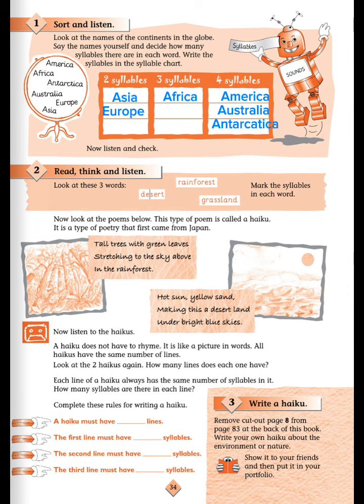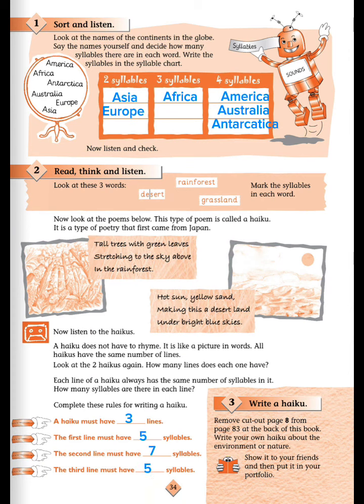Now complete these rules for writing a haiku. A haiku must have 3 lines. The first line must have 5 syllables. The second line must have 7 syllables. The third line must have 5 syllables.